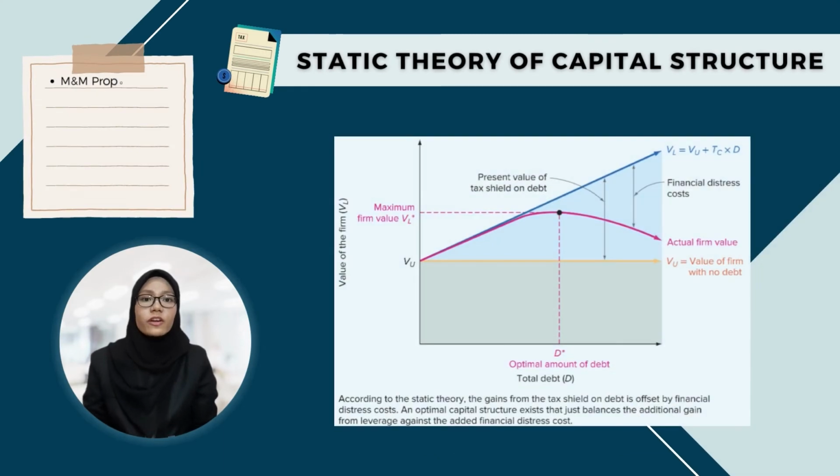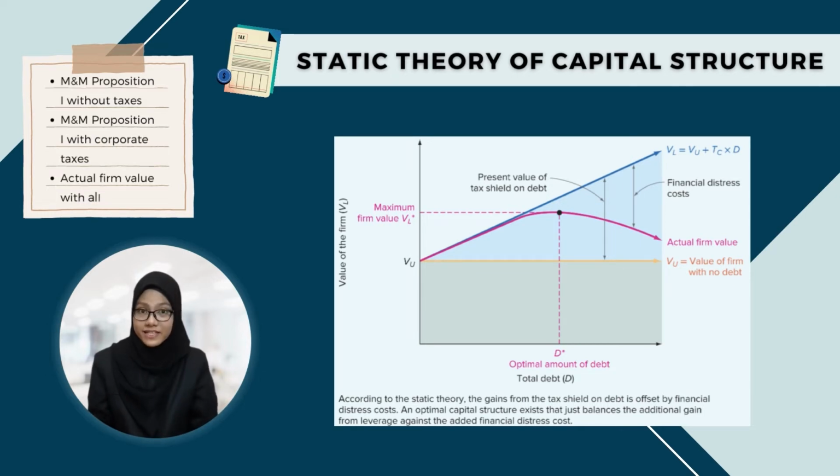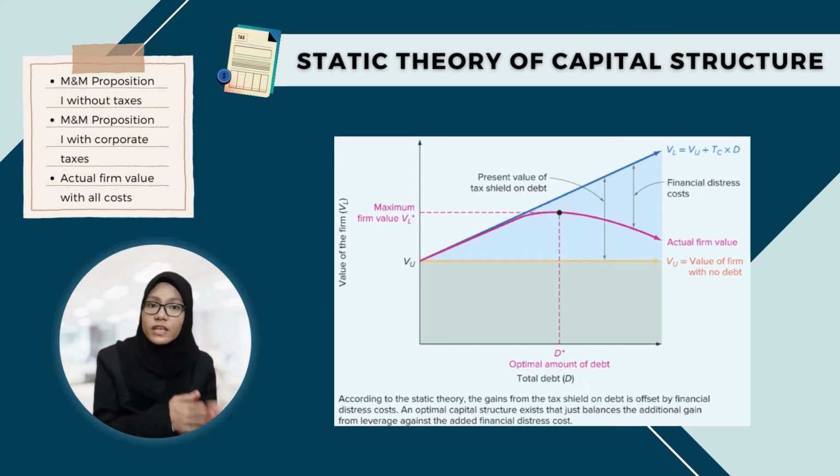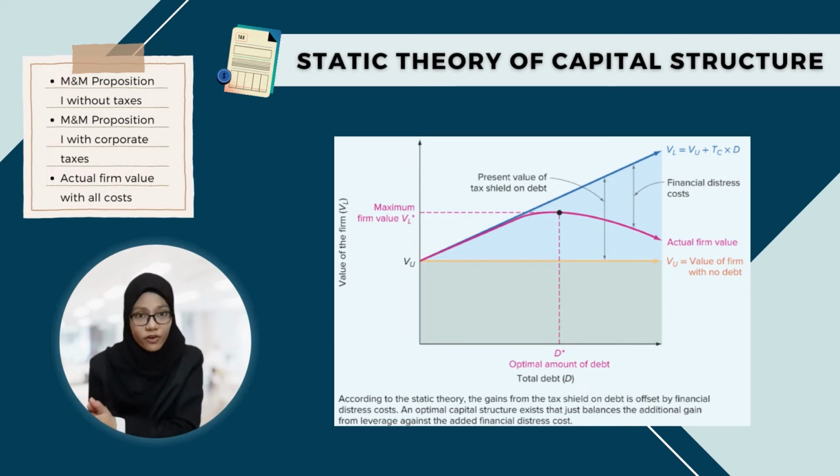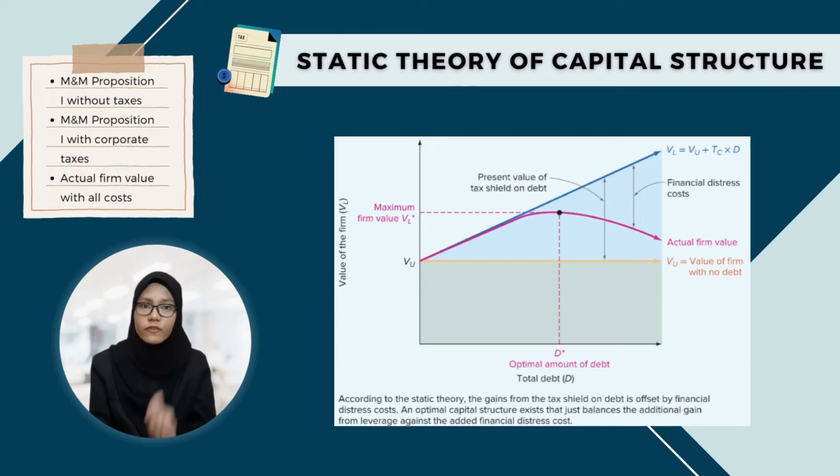Based on the static theory of capital structure, we can see three lines which illustrate different cases. First, a straight horizontal line represents Modigliani and Miller Proposition 1 without any taxes because the firm's value is not influenced by leverage. Thus, the value of the unlevered firm equals the value of the levered firm. However, the capital structure is considered not relevant due to not having taxes.